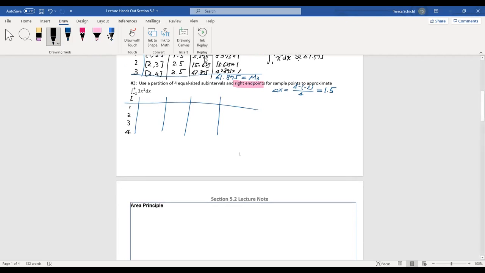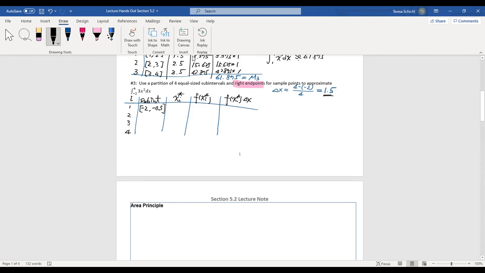Let's take a look at the first subinterval. Then I have xi star, f of xi star, and then f of xi star times delta x. The first one starts at -2, and the length is 1.5, so you add 1.5 and it stops at the point -0.5 here.